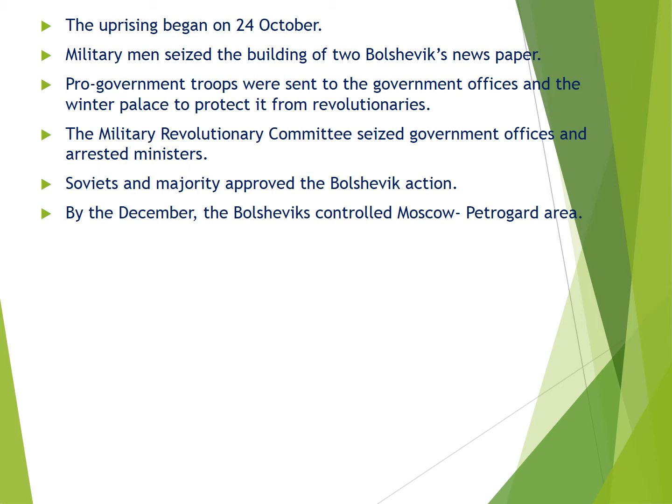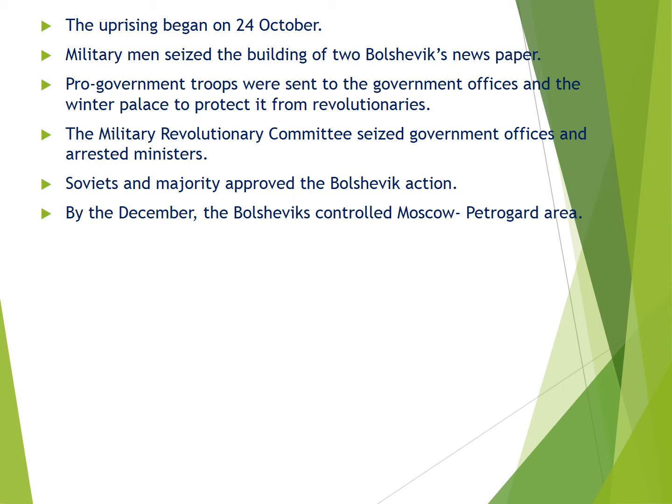The uprising began on 24th October. Actually, the plan for a complete war started in the month of October on the 24th. The military men seized the buildings of two Bolshevik newspapers. Pro-government troops were sent to the government offices and the Winter Palace to protect it from revolutionaries.